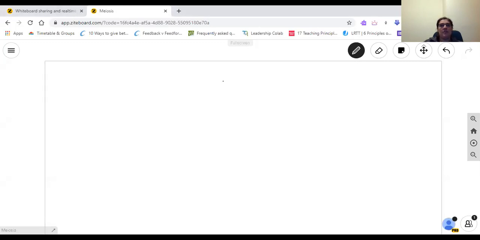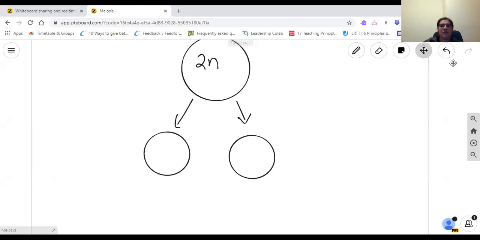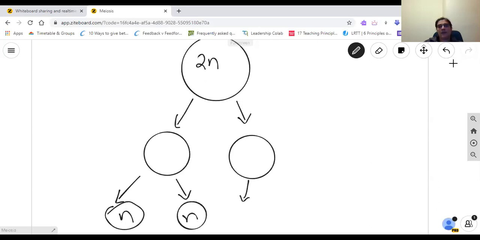So we know that meiosis is used in the production of gametes. We know that meiosis involves 2 cell divisions, and at the end of the process of meiosis you end up with 4 cells, each of which are haploid. In other words, they have 1 from each pair of chromosomes, and each of which is genetically different to each other and to the parent cell you started with.